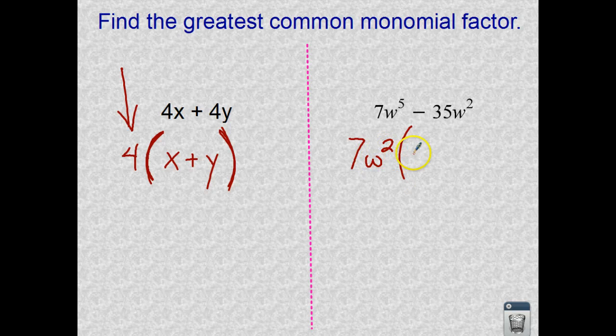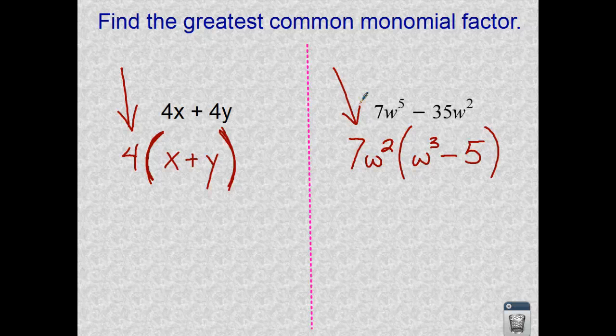7W squared multiplied by what gets you 7W to the 5th? Well, that would be W cubed. Minus 7 times 5 is 35. W squared times what gets you W squared? Well, we would have to leave that alone, and that would get us our 35W squared. And our greatest common monomial factor that was taken out is 7W squared.